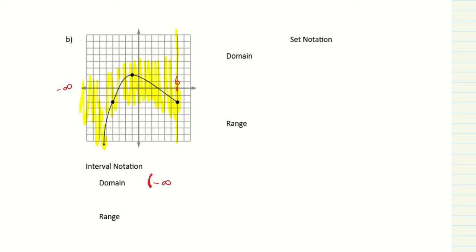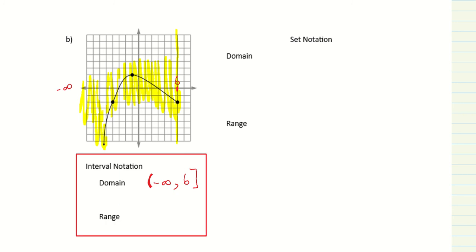So a round bracket means that you can just keep going towards that number. So round bracket, -infinity, all the way up to 6. And since 6 has a closed circle and we're up to there, we put a hard bracket, it's called, or a square bracket, saying 6 is included. All right.